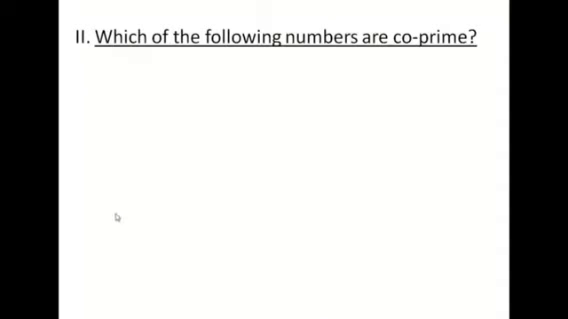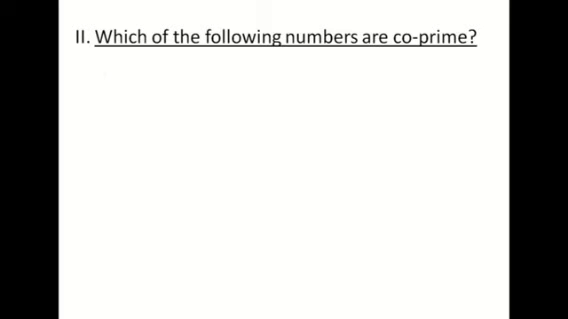Look at the next one. Which of the following numbers are co-prime? We already discussed what co-prime numbers are. If we take two numbers and 1 is the only common factor, then we can call those numbers co-prime numbers.